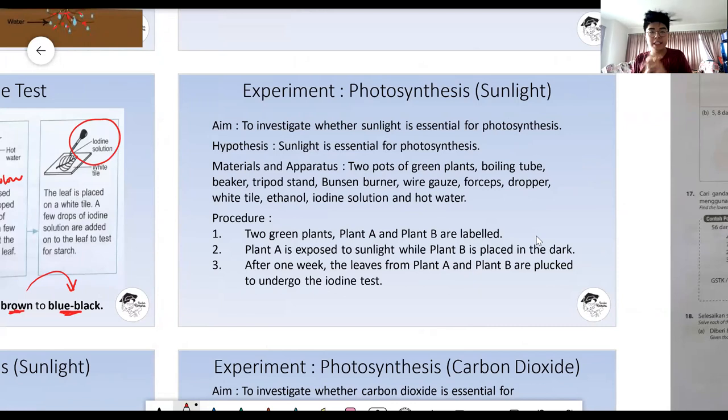Photosynthesis and sunlight. This is the first experiment, for the sunlight. So the aim is to investigate whether sunlight is essential for photosynthesis. Is sunlight needed to carry out the process of photosynthesis? So, hypothesis, what is your guess? That the sunlight is essential. That means you are saying that photosynthesis needs the sunlight.